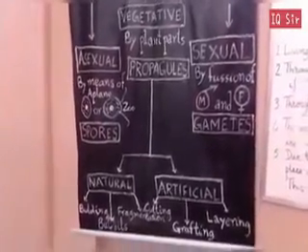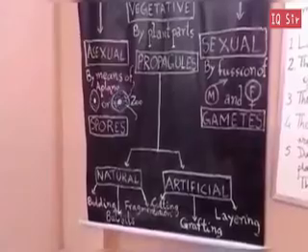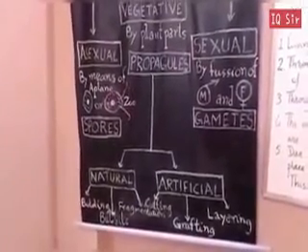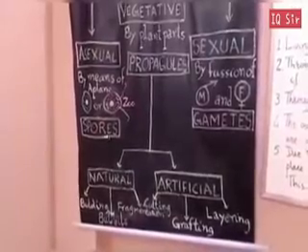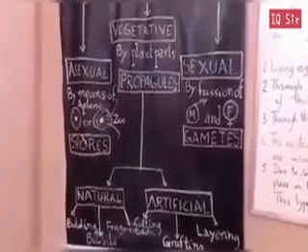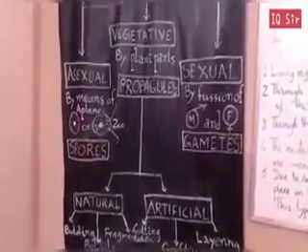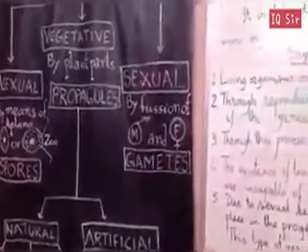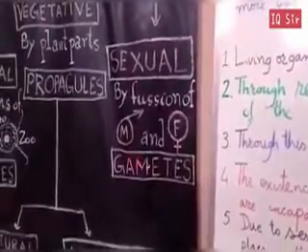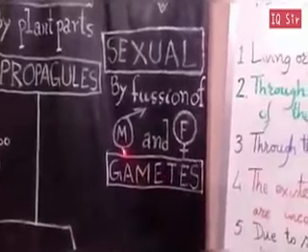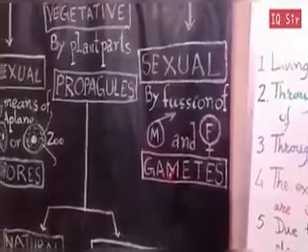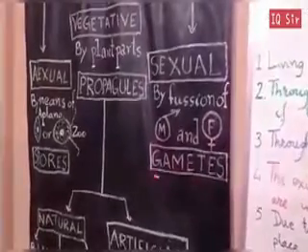Asexual reproduction takes place by means of spores. The spores may be non-motile, which are called aplanospores, or motile, provided with flagella, which are called zoospores. So the spore is the reproductive unit of asexual reproduction. Now come to sexual reproduction, in which there is a fusion of male and female gametes. So here the unit of reproduction is the gametes, male and female.